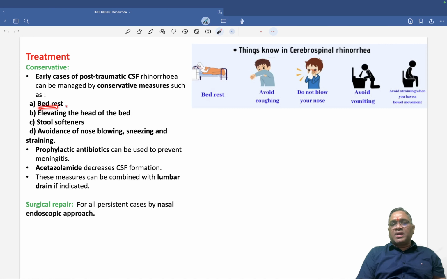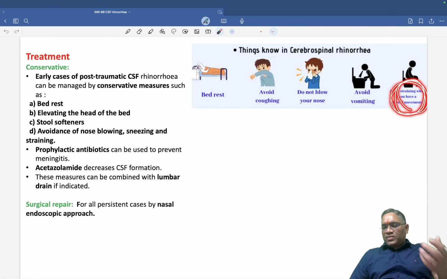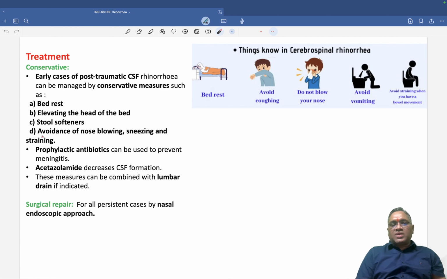Treatment is mostly conservative, and early cases of post-traumatic CSF rhinorrhea will be managed by a conservative approach. Give bed rest, and elevate the head of the bed, right? You should be giving stool softeners so that the patient does not strain while going for a bowel movement, because straining allows more leakage. That is why stool softeners should be given.